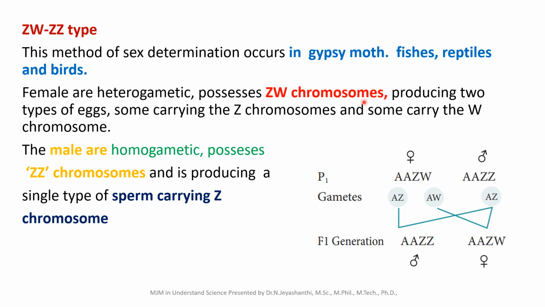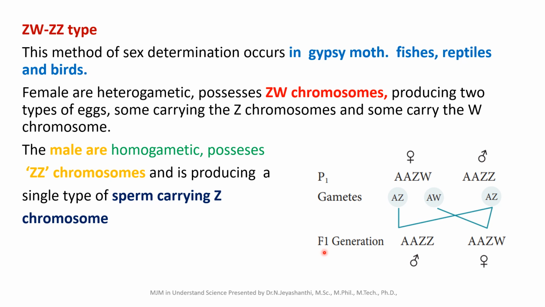It produces two types of gametes. One is with Z chromosome, another type is with W chromosome. See here, this is the female. Female produces two types of gametes, AZ and AW. But males are homogametic, having ZZ chromosome. It produces a single type of sperm, AZ. This is the male. It produces only a single type of gamete, AZ.